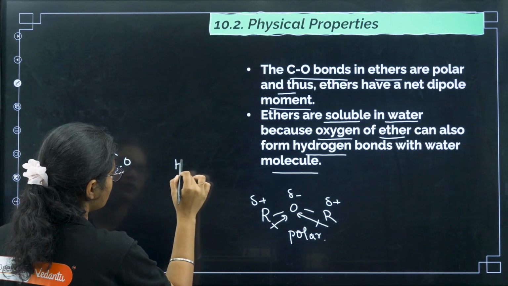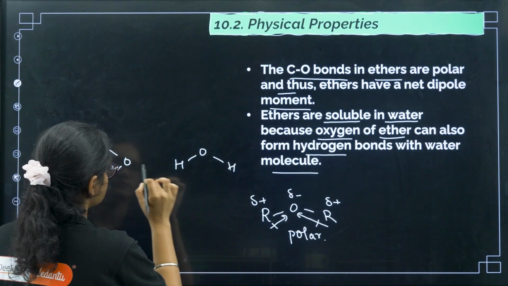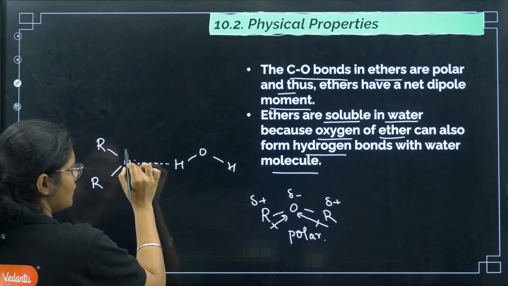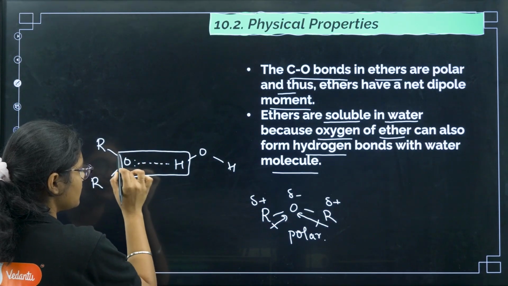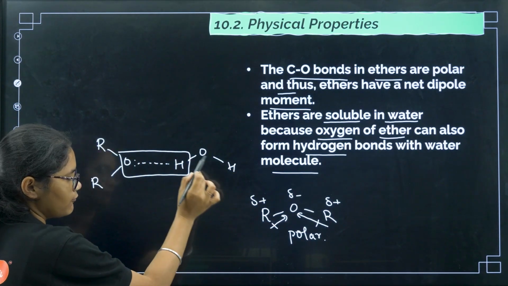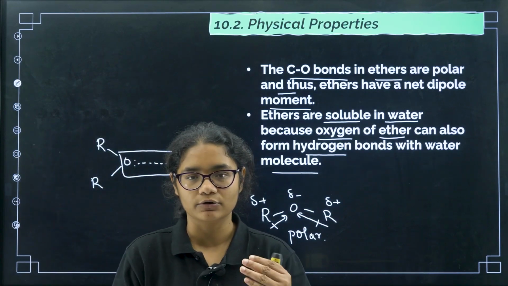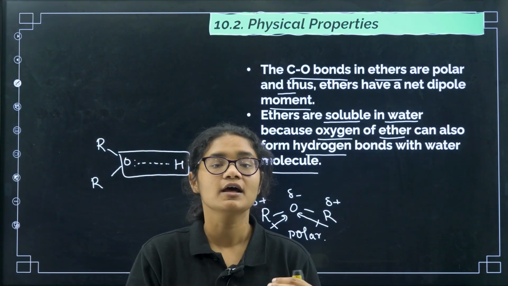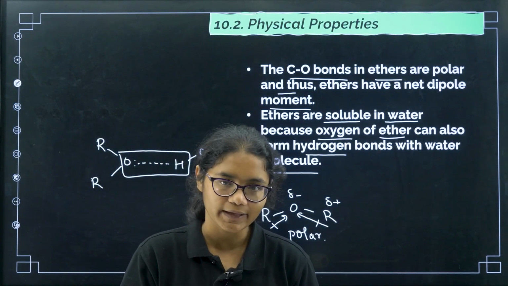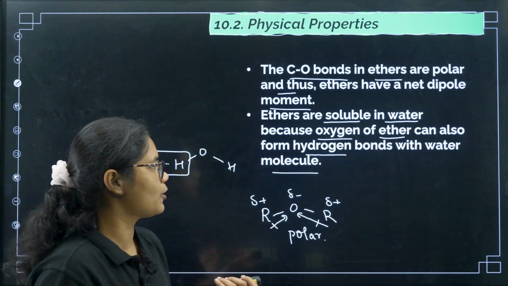Okay, and we have water. So there is a hydrogen bond between the oxygen of ether and hydrogen of water. Due to this hydrogen bond, what happens? Ethers are soluble in water. So these are two basic properties.